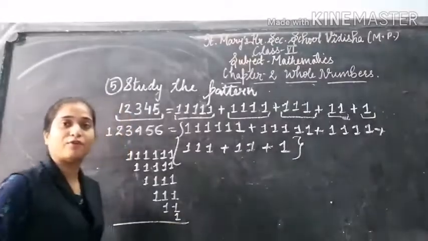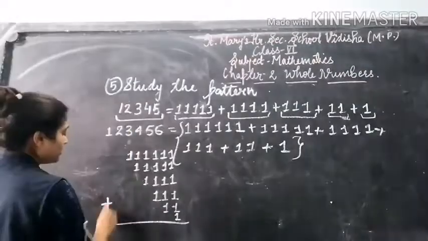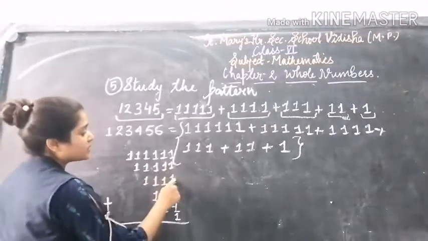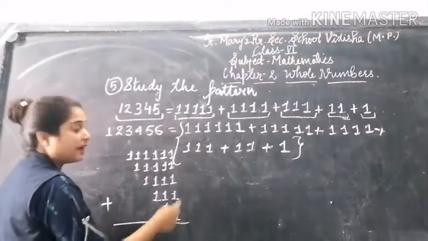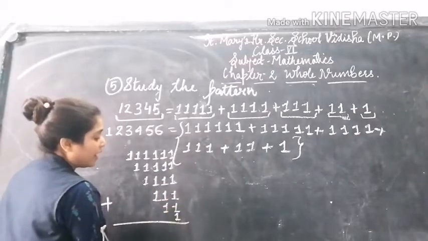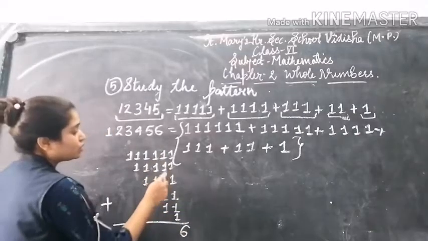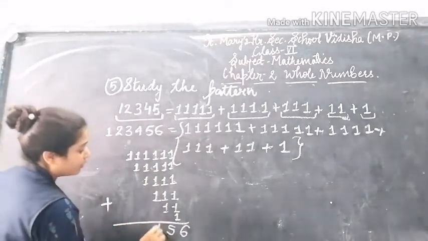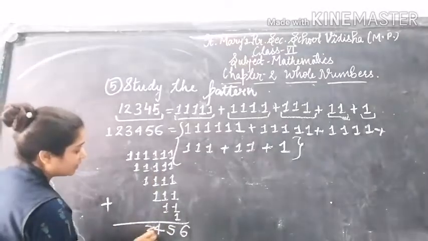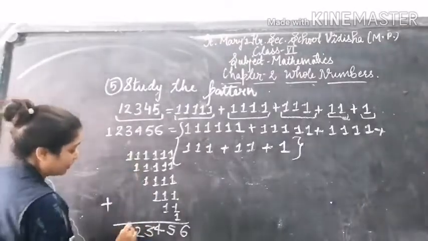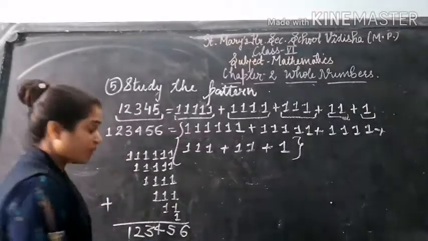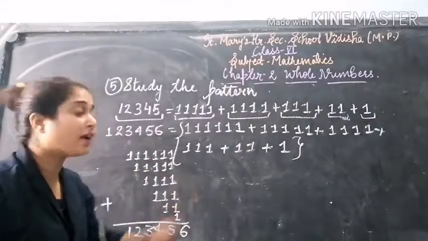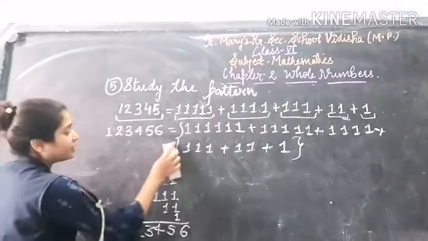What do we have to do? We have to add these numbers because the addition sign is there. So 1 plus 1 plus 1 plus 1 plus 1 plus 1, what will we get? 6 we will get. 5 we will get. 4 we will get, 3 we will get, 2 we will get and 1. So the answer is the same, 1, 2, 3, 4, 5, 6. So we have made the correct pattern.